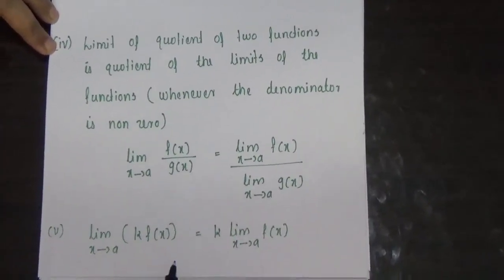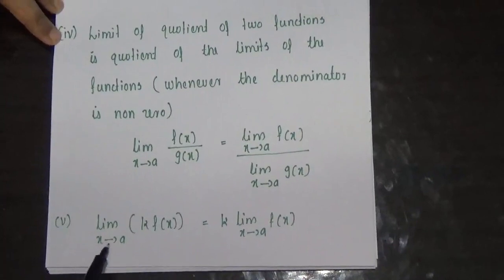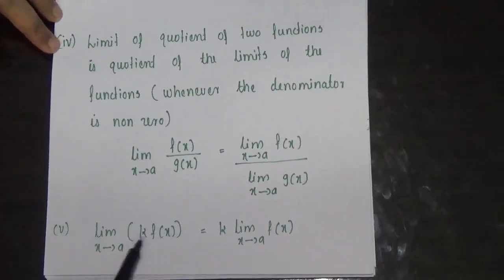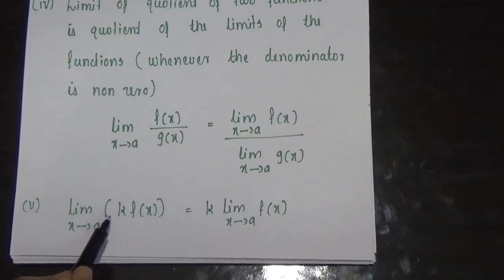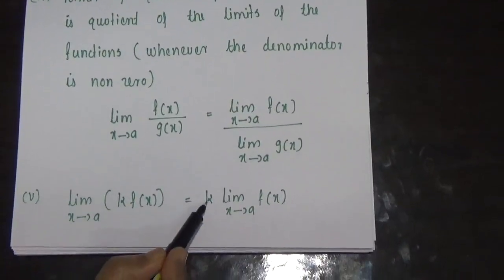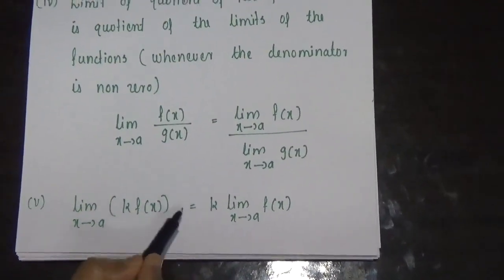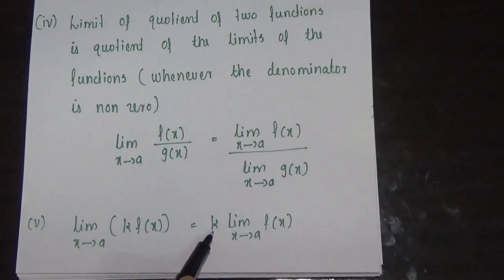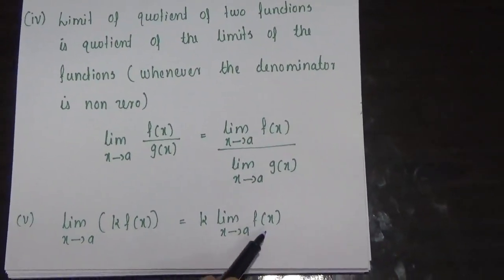And the last one is scalar multiplication. Limit x tends to a k into f of x, where k is some real number. Okay, then that real number, that constant, can be taken outside the limit. So we have k limit x tends to a f of x.